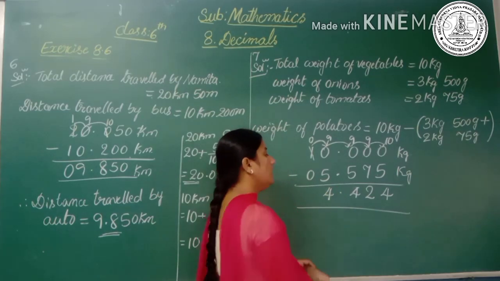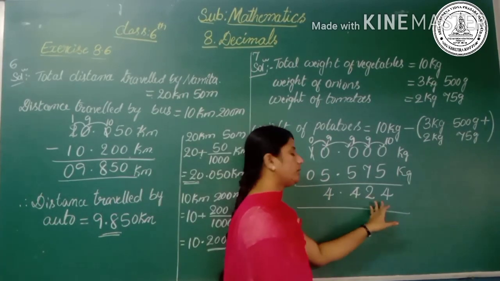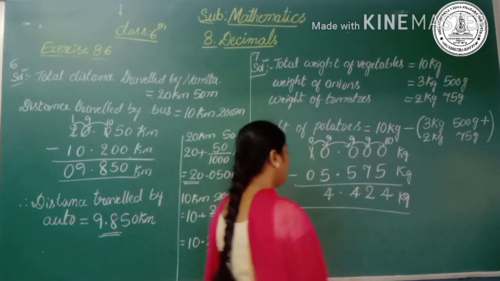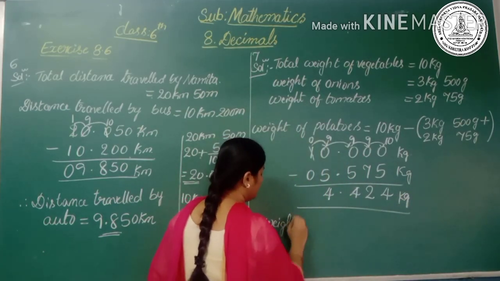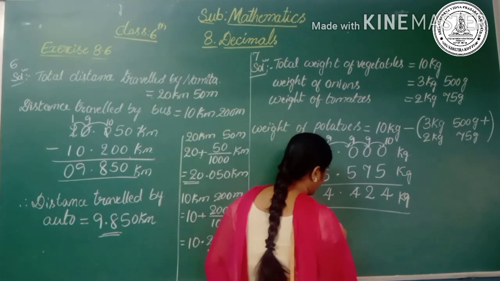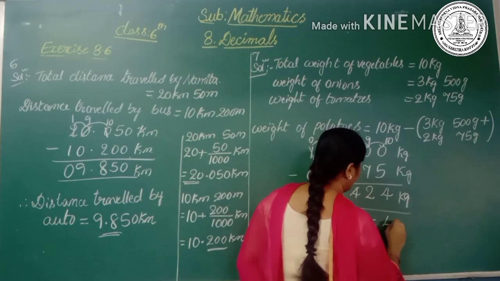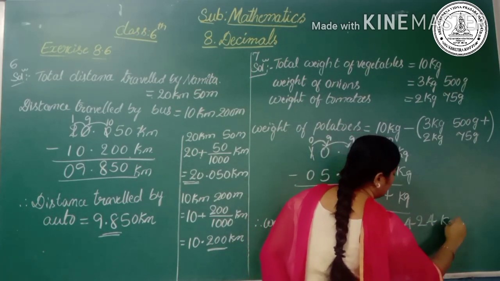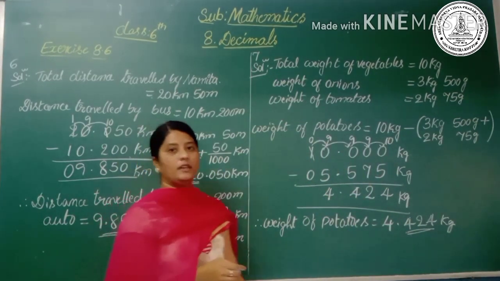What is the weight of the potatoes? That is 4.424 kg. Therefore, weight of potatoes is equal to 4.424 kg. Okay, is it clear?